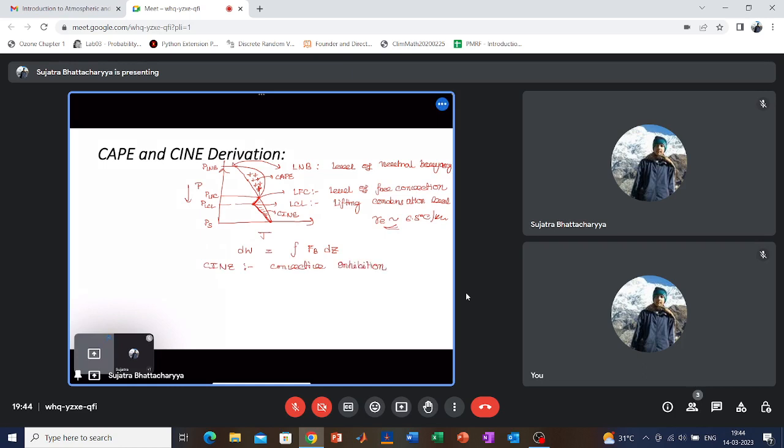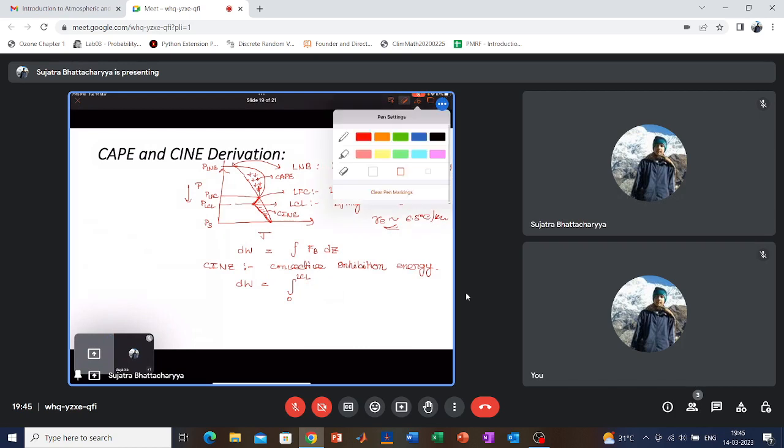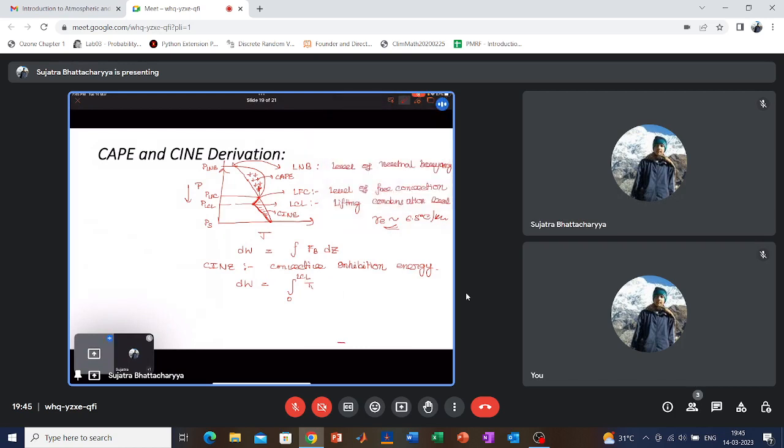Inhibition energy. Okay. Now here what will happen? dW will be equal to 0 to LCL FB. Now this FB will be how much, or what it will be? See, FB already we have derived, that is Tp minus Te. You can write virtual temperature also, it's fine, or let us write it, that will be better. Yes, so it will be TVP minus TVE divided by TVE, into G into dz.